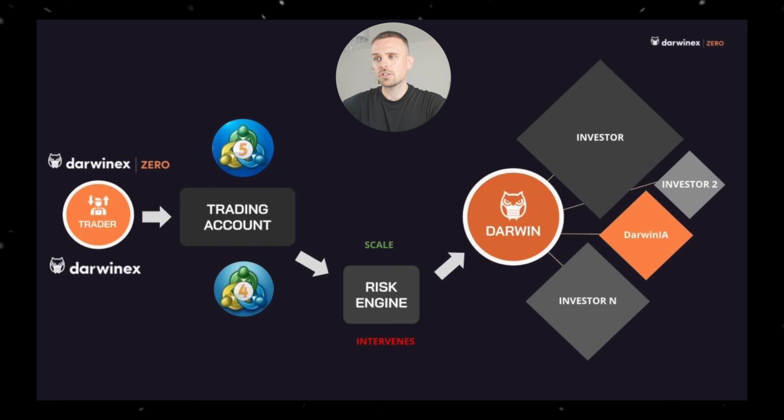So the trader will take a trade using either MT5 or MT4. The trades will then go from the trading account, which is your signal account, into the risk engine, and the risk engine intervenes. The reason it intervenes is to protect the investor at all times. That is Darwinex's main goal: to protect investors.